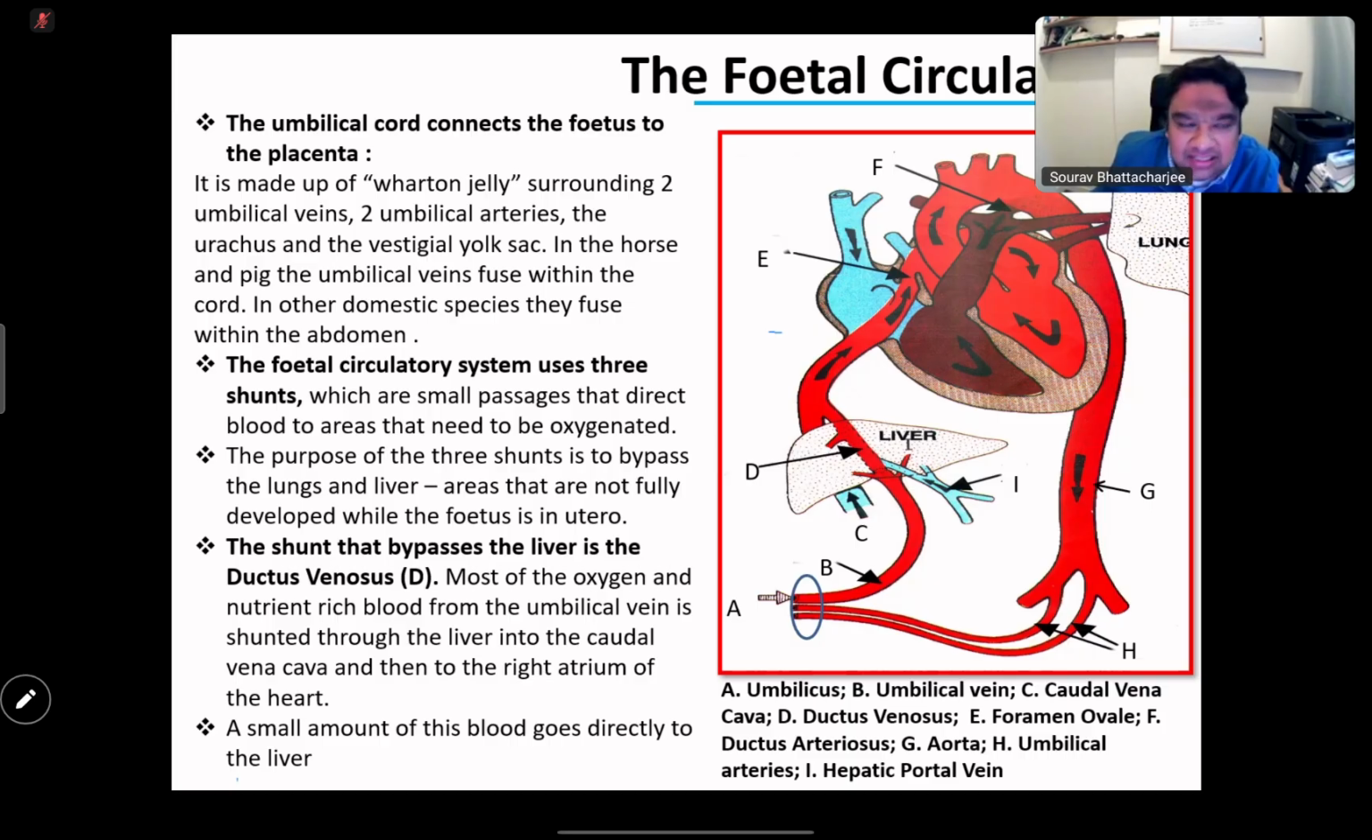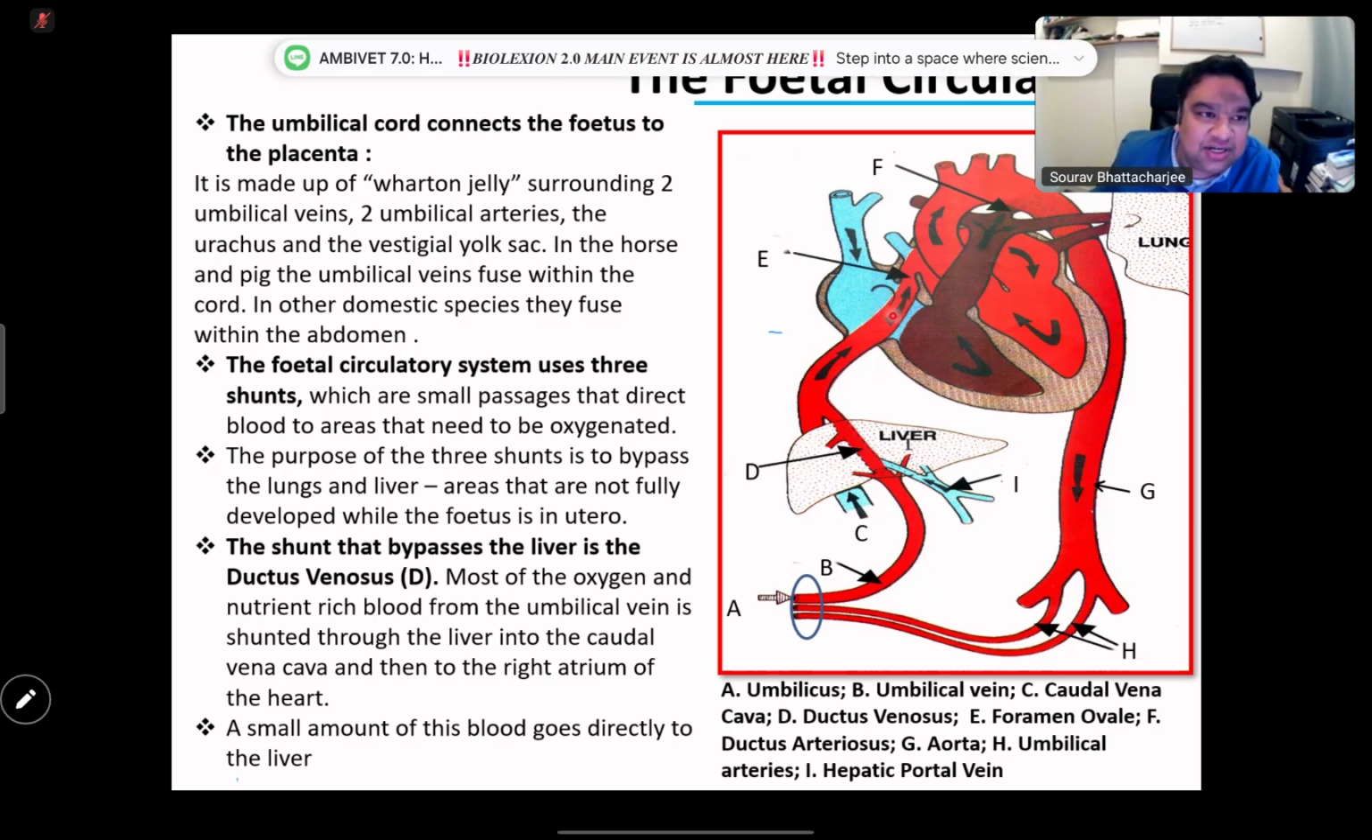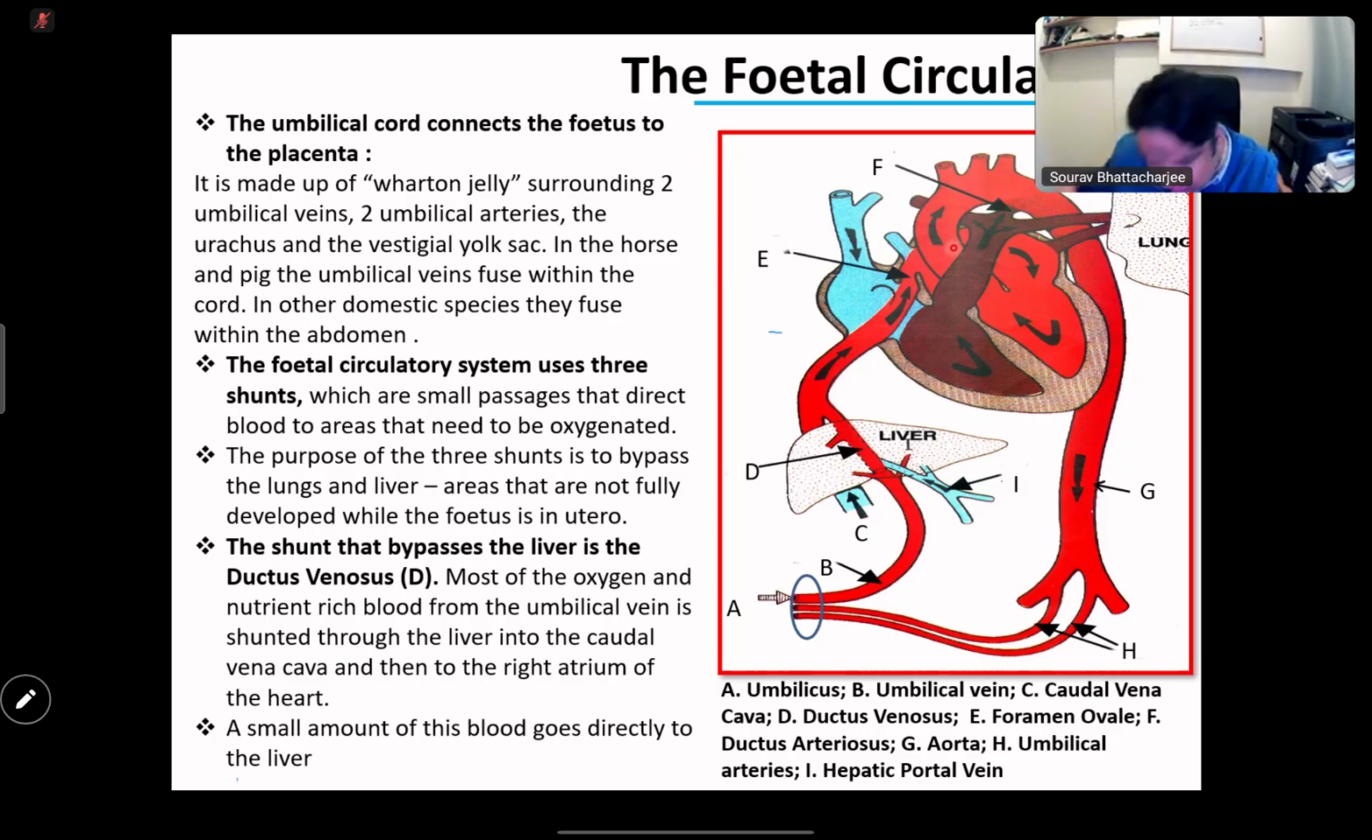And finally, when the lung starts working, now initially what happened, the pressure in the right atrium was higher than the left atrium. So the blood could flow from the right to the left side in the fetus. The moment the lung starts working, the pressure on the left side becomes higher than the right. So the pressure is reversed. And as a result, this foramen ovale, this valve, snaps down. As a result, foramen ovale is also closed.